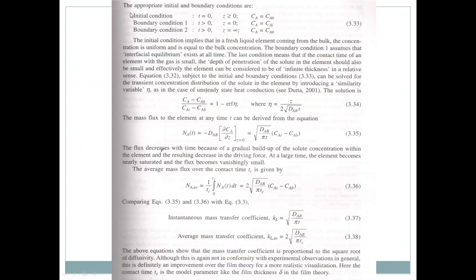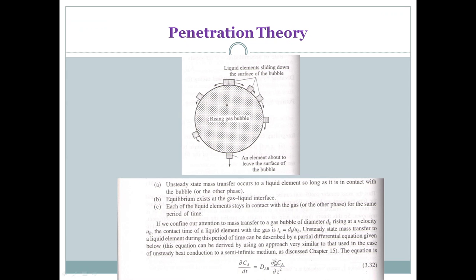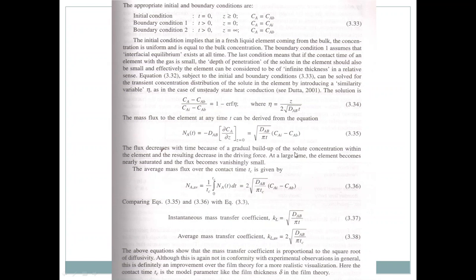So these are the 3 boundary conditions, and this is my governing differential equation. You have studied this in engineering mathematics 3, where you have handled this type of thing, and the solution will be like this: (CA minus CAb) divided by (Ci minus CAb) equals 1 minus erf(eta), the error function, where eta equals Z by 2 root over DAB t, and t is the contact time.